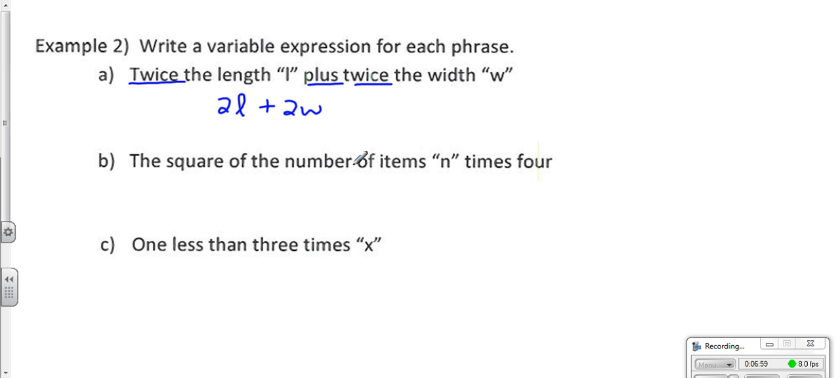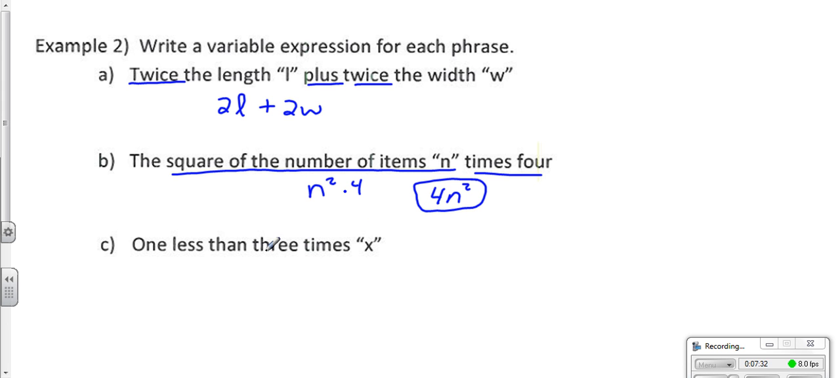Alright, the square of the number of items n. So that is one piece. Okay, I did n times 4 first, and I had to read this more carefully. So the square of the number of items n. So I want to go n squared. Then I will take the next piece times 4. And as I said before, we would write the constant or the number first and then the variable second. So this is the appropriate way to write that. So again, that didn't quite sound right as I was saying it, so I'm glad I checked that.